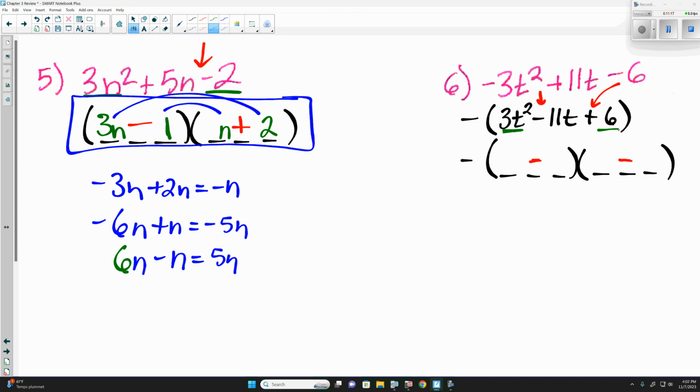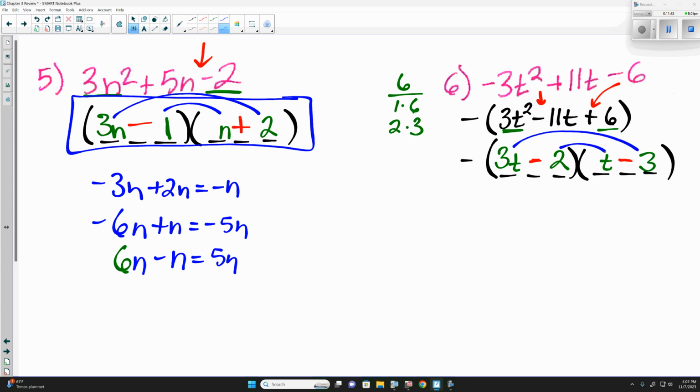Now we're finding the factors of the first and third term. So we're finding the factors of 3t squared. Well, t squared is going to be t and t. Factors of 3 are 3 and 1, so we can just say 3t and t. Now factors of 6 are 1 and 6 or 2 and 3. I'm just going to use 2 and 3.